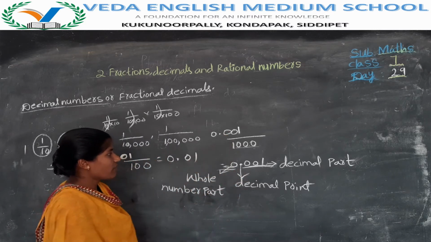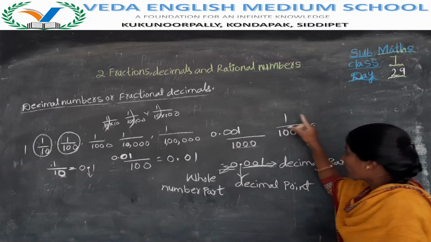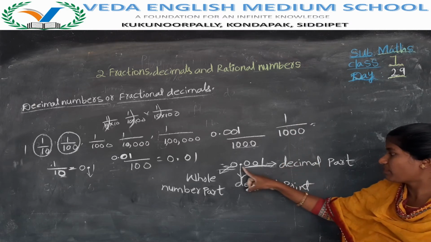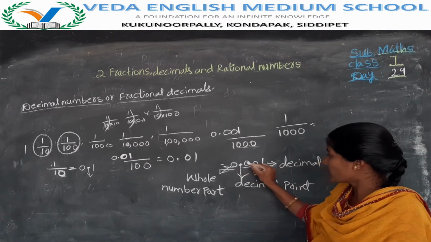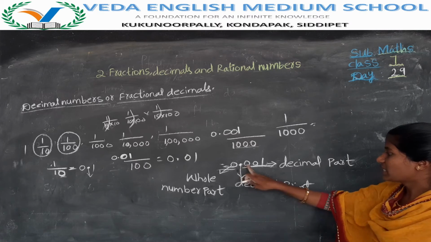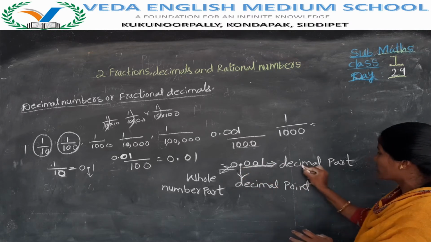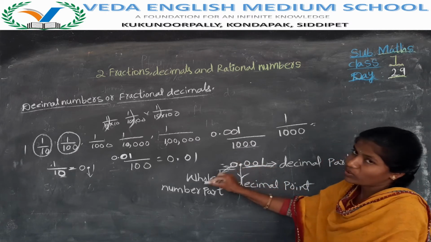1/1000 is a fractional number. When you convert 1/1000 into a decimal number, it will be 0.001. Here in this 0.001, we have a point. This point is called the decimal point. For this point, 001, these 3 digits are on the right side. This right side part is called the decimal part. Here 0 is on the left side. This 0 is called the whole number part.